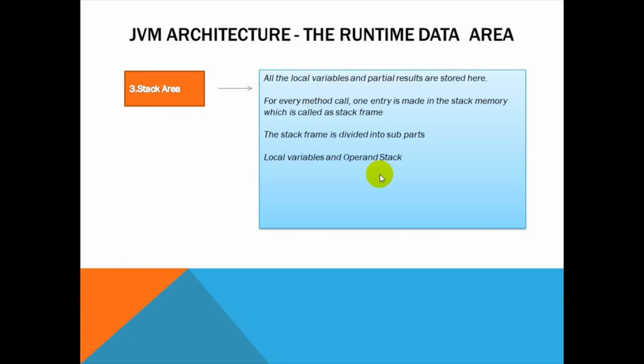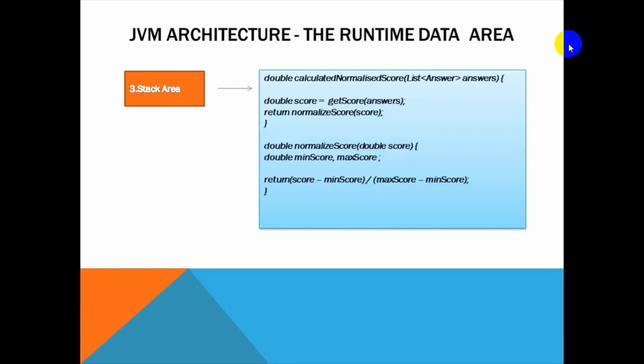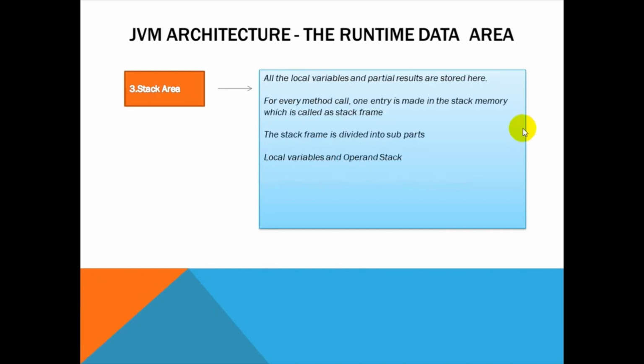For example, let us see the following code. There are two functions here. One function takes in a list of answers and gets the score from each answer. It then normalizes the score. The second function is normalize score, which takes in a score and returns the normalized score according to some maximum and minimum score. In this example, variables like answers are placed in the local variable array. Operand stack contains the variables and operators in the mathematical calculations and divisions here.